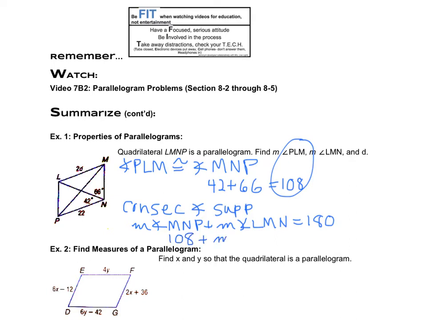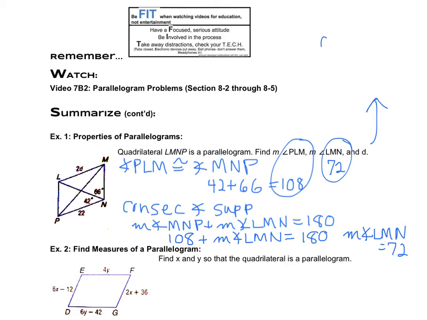Then the only thing that remains for us to find is the measure of angle LMN, and we can do that with a really quick subtraction. And so we should get that the measure of angle LMN is 72. Last thing we need to find there is the value of D. And what we remember about finding the value of D is that opposite sides are congruent in a parallelogram. So really quickly, 2D has to be equal to the side opposite it, which is 22, and therefore D is 11. So there's our first example.